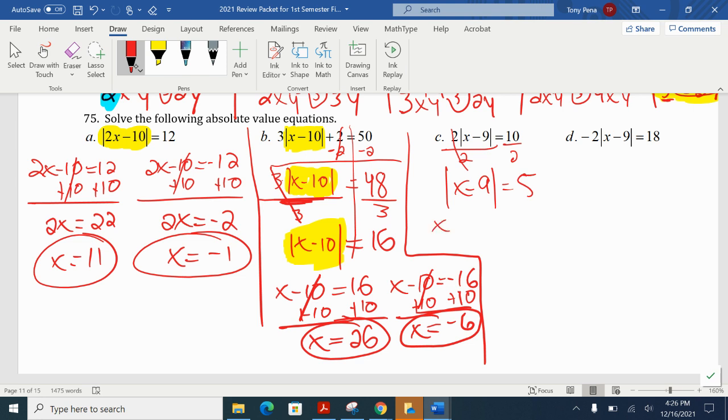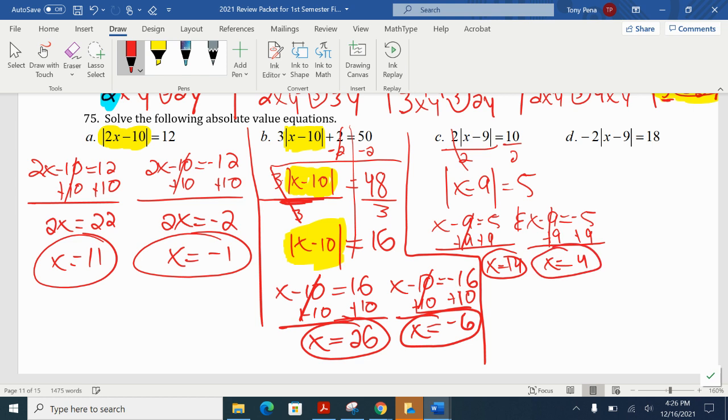Set up your 2 equations. X minus 9 equals a positive 5, and x minus 9 needs to be set equal to a negative 5. Add 9 to both sides. Cancels. The first one should give you 14. When we add 9 to this one, these will cancel. This negative 5 plus 9 is a positive 4. Those are your 2 answers for letter C.